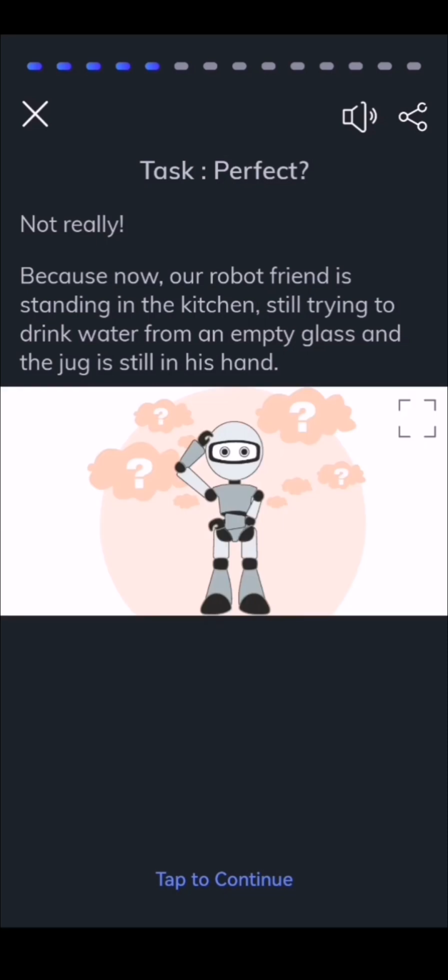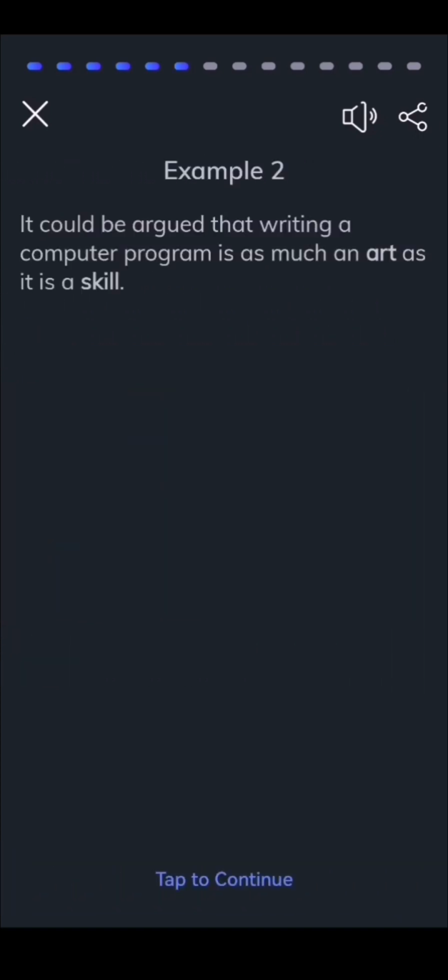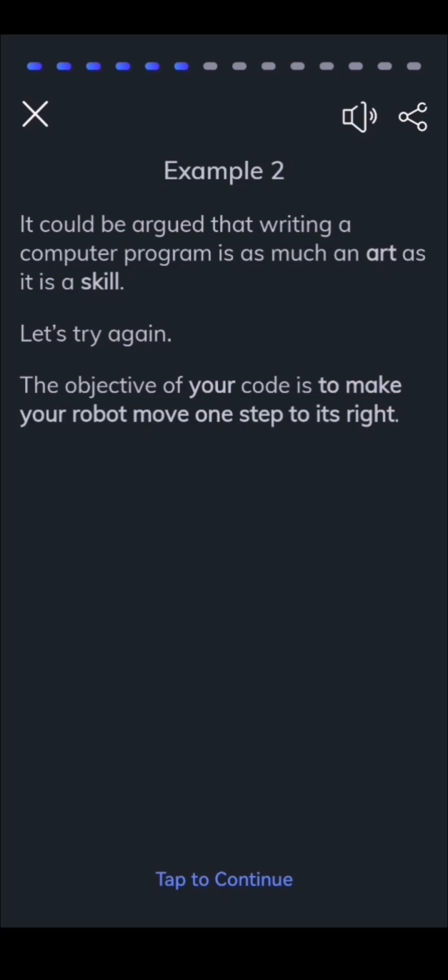Because now, our robot friend is standing in the kitchen, still trying to drink water from an empty glass, and the jug is still in his hand. Remember, a computer will do exactly as you say, and nothing more or less. It could be argued that writing a computer program is as much an art as it is a skill. Let's try again. The objective of your code is to make your robot move one step to its right.